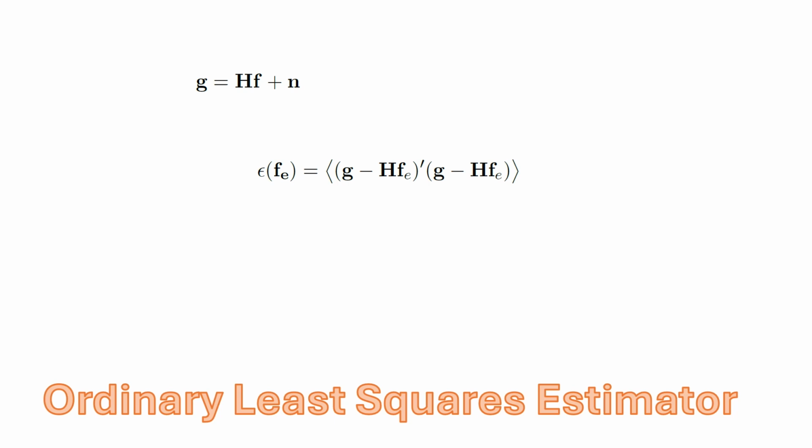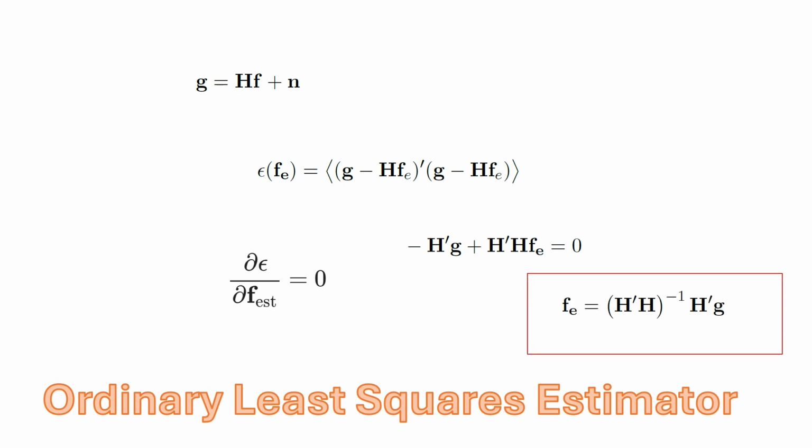if we take our estimated signal f sub e and operate on it with the forward model, we want the mean square difference between that and the measured signal to be minimal. So we differentiate with respect to the estimated value, and we can solve then for our estimate from the derivative of this error function and get that the estimated signal is the inverse of the conjugate forward model times the forward model, times the conjugate forward model operating on G. This estimator is called the ordinary least squares estimator.